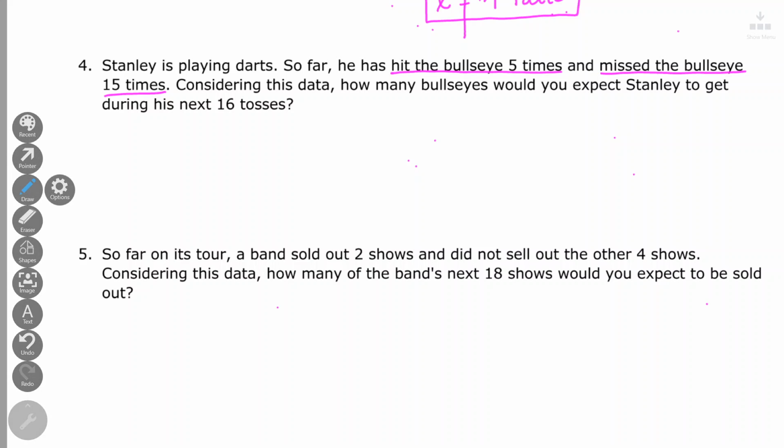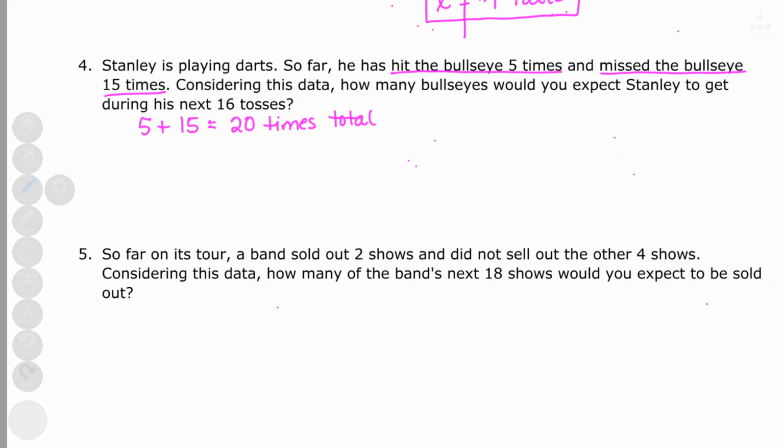So if he hit it 5 times and he missed 15, we have to add 5 plus 15. So that means he threw the darts 20 times. So don't let that confuse you, because he hit the bullseye 5 times and missed 15. So we have to add those two together to get our total times that he threw darts. So he threw the darts a total of 20 times.